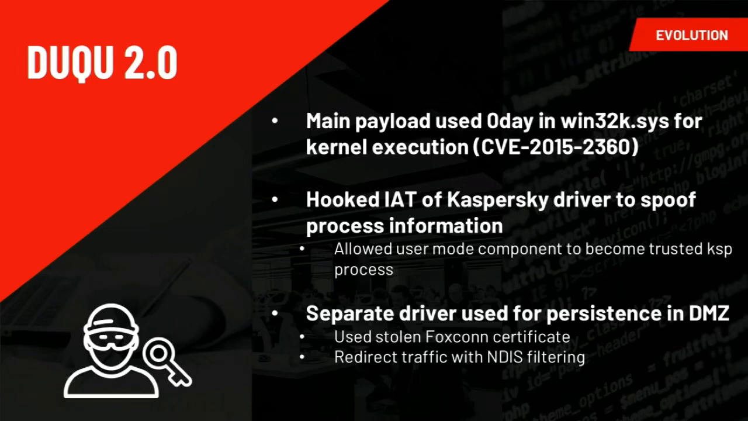For actual persistence, the Duqu 2.0 actors used a malicious signed driver from a stolen Foxconn certificate. Basically, they would drop that on certain computers on the network that had external access. They would connect into that computer and then route their malicious traffic to internal machines from there.